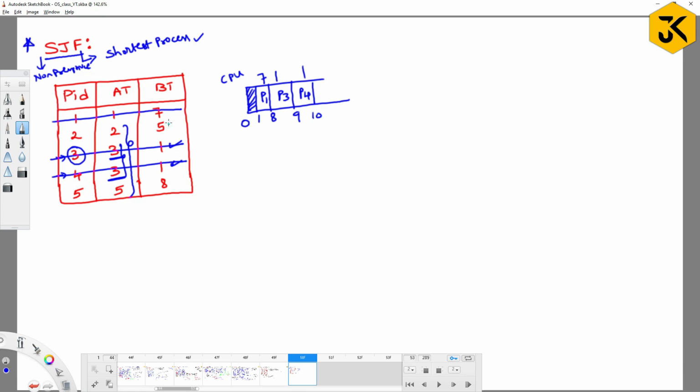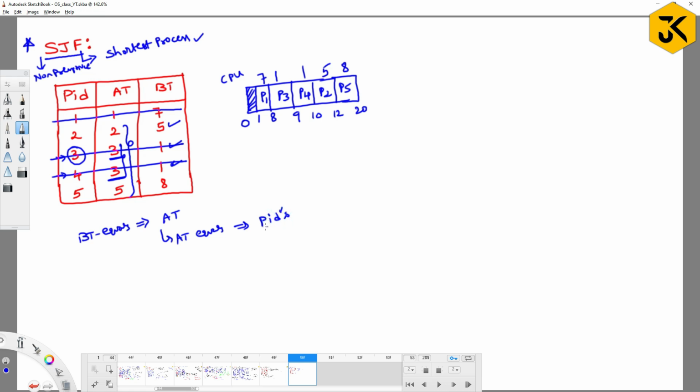Next, we'll give a chance to P2 as it has less burst time, 5 units, that will be 12, and then it gives a chance to P5 for 8 units, that will be 20. Like this the SJF algorithm is going to work, right? Which means when burst times are equal, you have to go with the arrival times. If arrival times are also equal, you have to go with the process IDs.